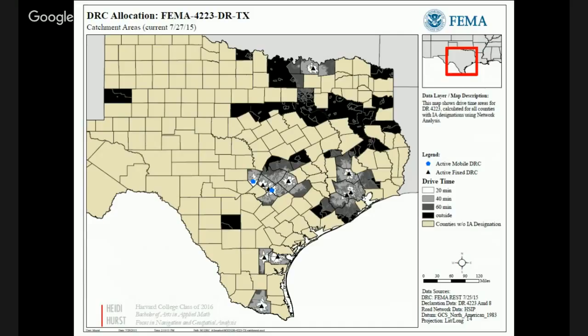These are sort of like little trailers that you can drive around, set up in a community for a couple of days. The black triangles, which are very difficult to see, but are surrounded by white areas, are fixed DRCs. These are oftentimes opened in gyms, in libraries, in convention centers. The counties that are this beige color were not declared for this disaster. So the counties that you're seeing are the counties that were declared. Are there any questions about this map?